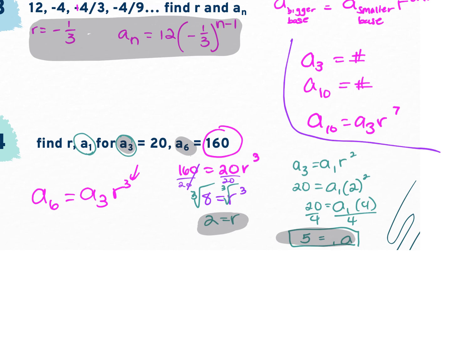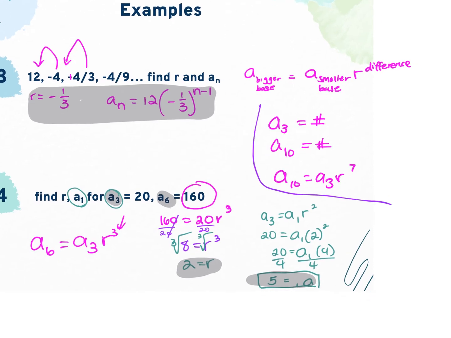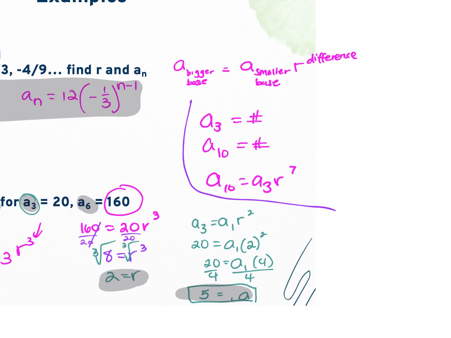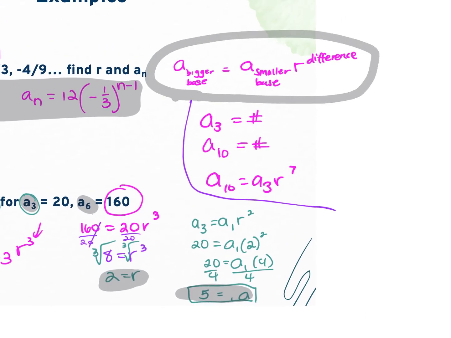We good so far? What did you get for the equation, like A3 equals A1 R squared? If you don't have consecutive terms where you could find R, then you want to do it this way. You either don't have consecutive terms or you don't have A1. Then you put A with the bigger base on the left, A with the smaller base on the right, and then R raised to the difference between those two.